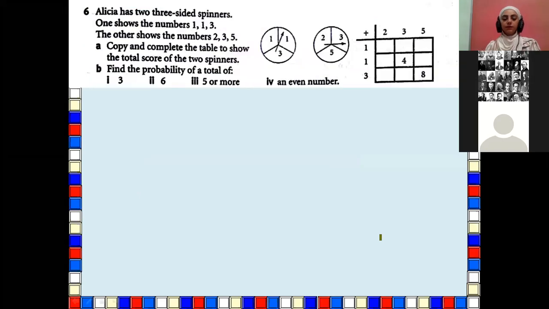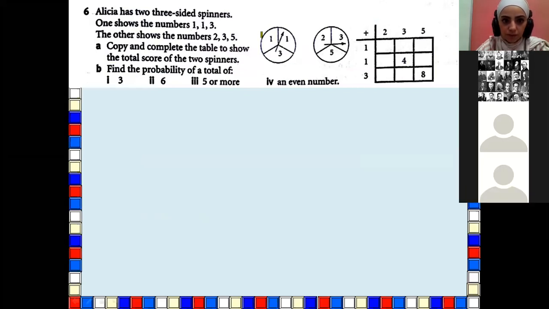Okay. Yalla, another question here. Who'd like to read the question and start solving it? I'm going to choose Omar Abu Abed again. Alicia has 2 3-sided spinners. One shows the numbers 1, 1, 3. The other shows the numbers 2, 3, 5. Copy and complete the table to show the total scores of the 2 spinners.